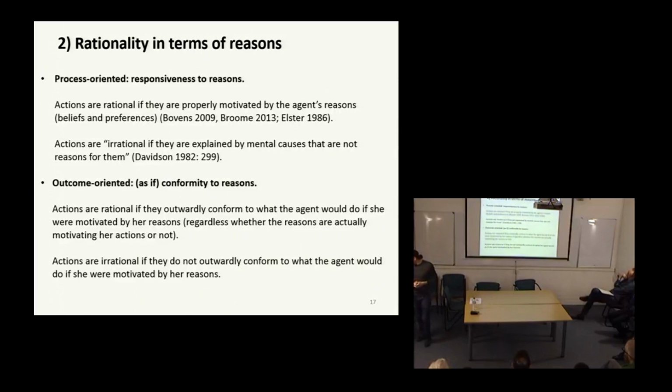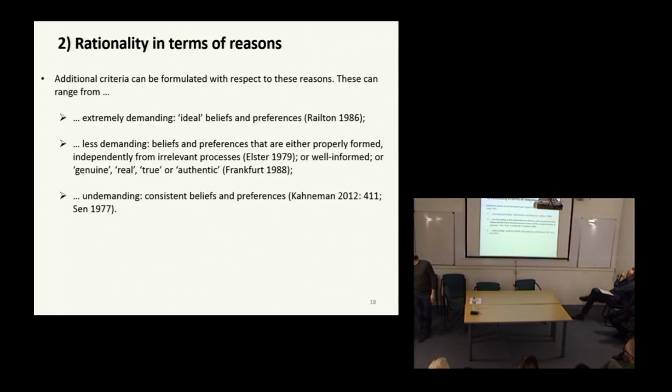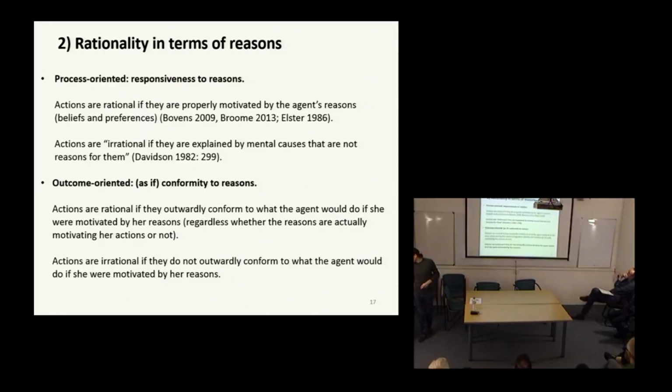Or you can again go for an outcome-oriented view where you say, I don't really care about the process that is going on. All I care about is whether actions outwardly conform to what the agent would do if she were motivated by her reasons. Actions are then irrational if they do not outwardly conform to what the agent would do if she were motivated by her reasons. That's sort of like the as-if rationality. Yeah. Every outcome version is an as-if rationality. Here the only thing that changes is as if you were an econ.